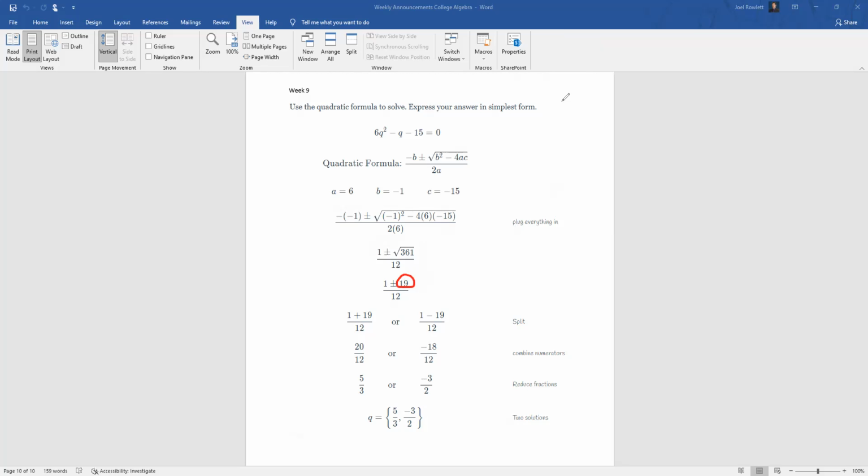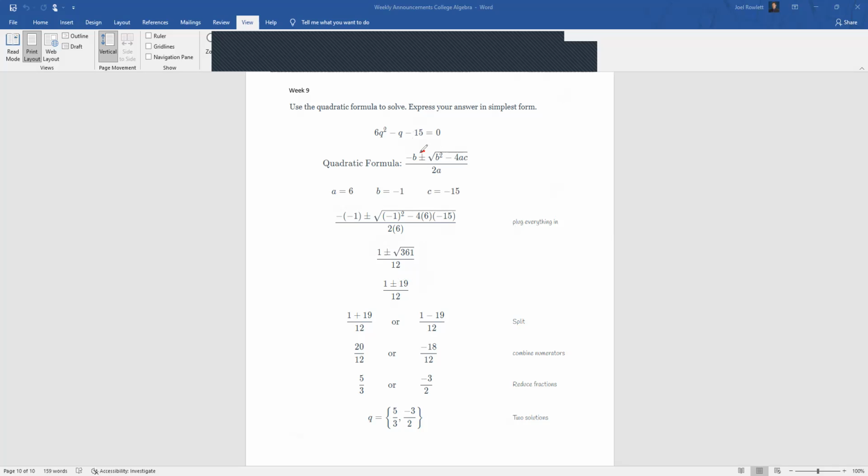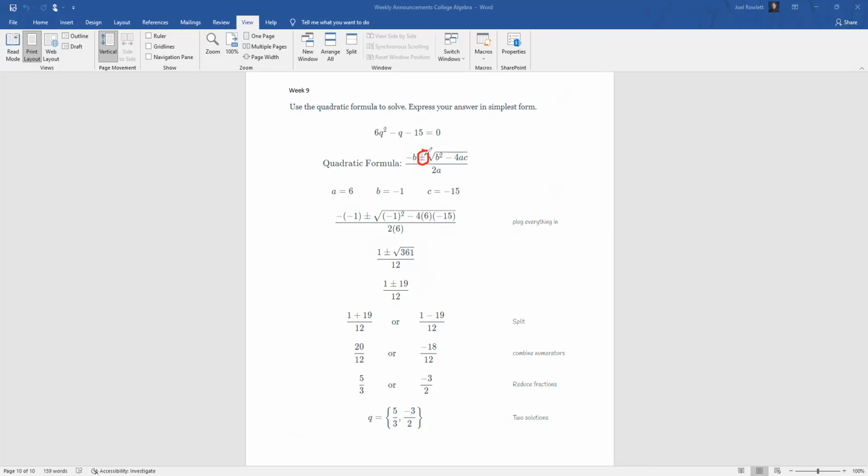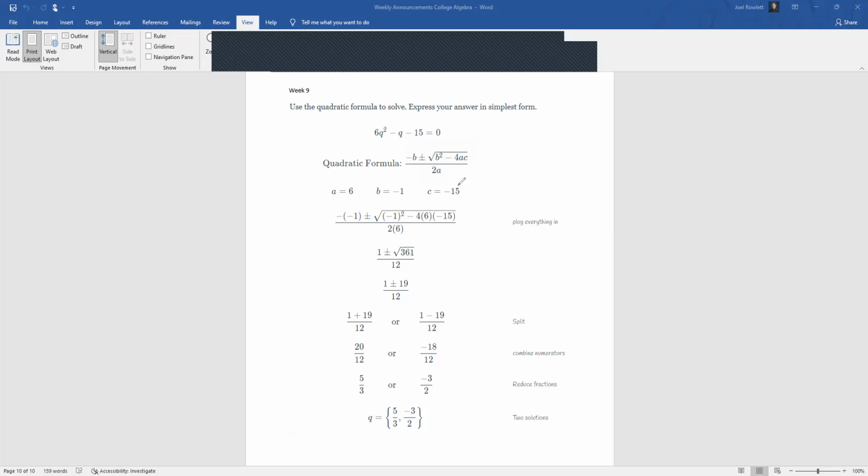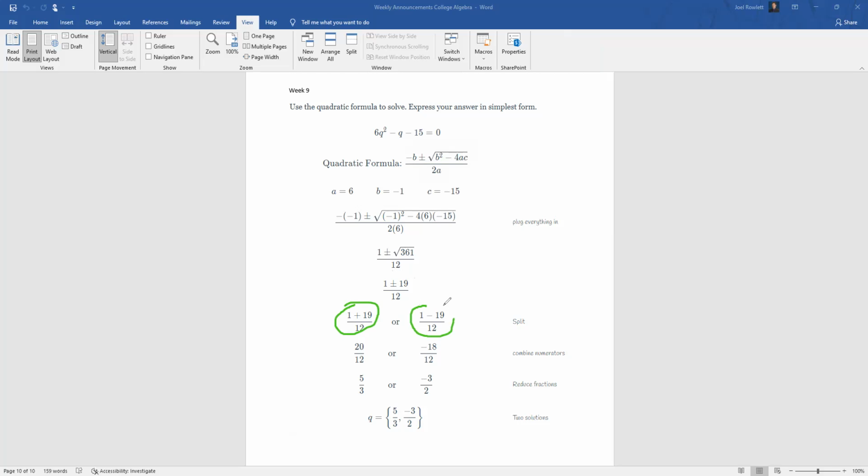And what does the plus or minus mean? From the very beginning, plus or minus means that you probably, although not always, have 2 solutions. The two solutions being negative b plus all of this divided by 2a, and then another solution being negative b minus all of this divided by 2a. So normally, again, not always, you will get two solutions. They considered both possible solutions. They looked at 1 plus 19 divided by 12. Then they looked at 1 minus 19 divided by 12.